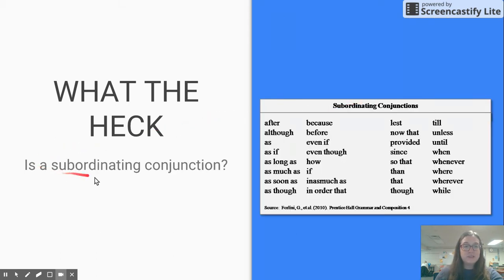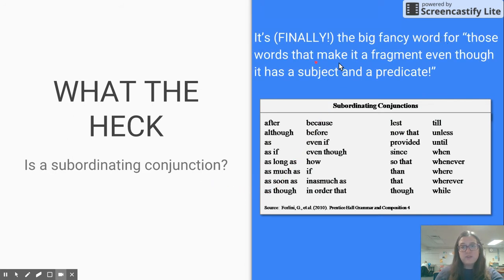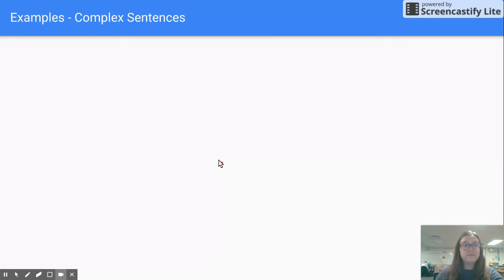And then what the heck is the subordinating conjunction? It is a big fancy word for those words that make it a fragment, even though it has a subject and a predicate. So basically, here's a kind of a list of them. But they're words that let you know that, okay, this is a dependent clause. This is a part of the sentence that can't live by itself. So we know it's the dependent clause.